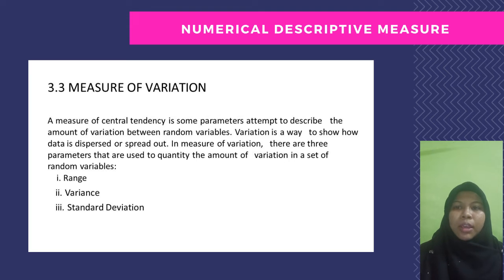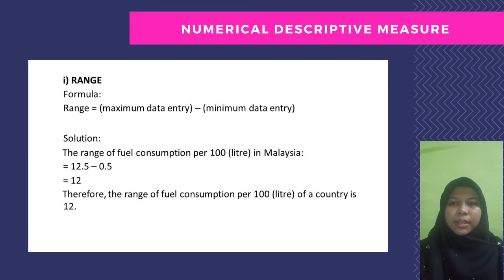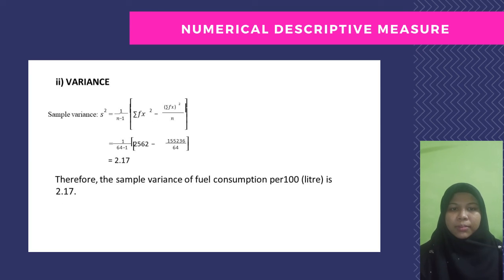3.3 measure of variance. We have 3, which are range, variance, and standard deviation. For range, we use the formula range: maximum data entry plus 0.5, deducted with minimum data entry minus 0.5. So for the solution we get 12.5 deducting by 0.5, and we can get the range answer is 12.